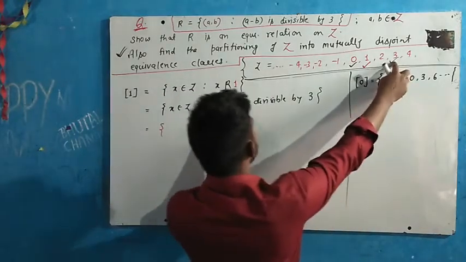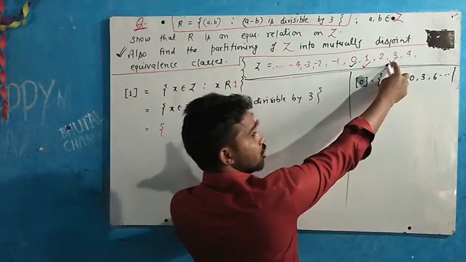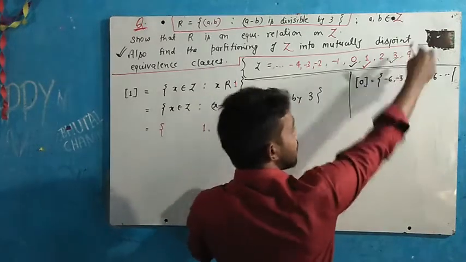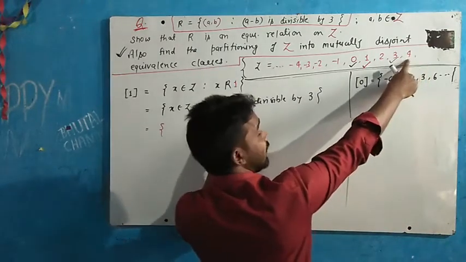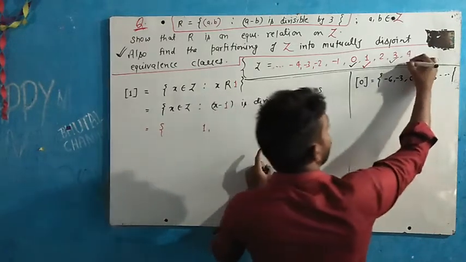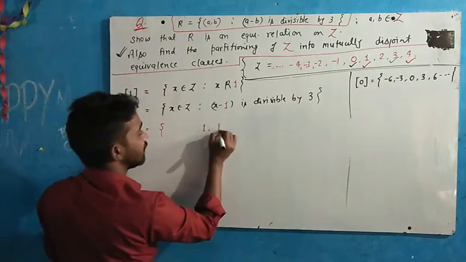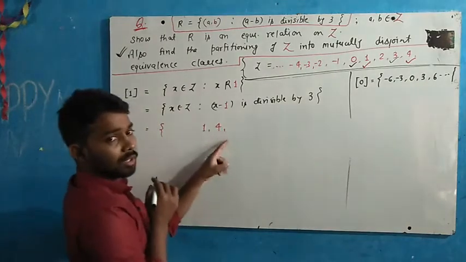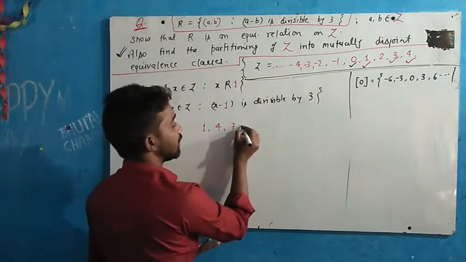Next, x value 3. 3 minus 1 gives 2, which is not divisible by 3. So 3 again we cannot take. Next we can take 4. Yes, of course 4 we can take because 4 minus 1 gives 3, and 3 is divisible by 3. So 4 we can take. So we can see the pattern: 1, 4, and definitely next will be 7, like that.